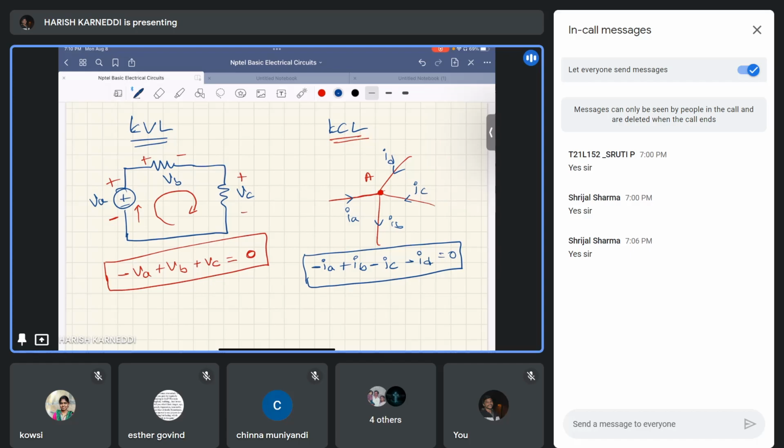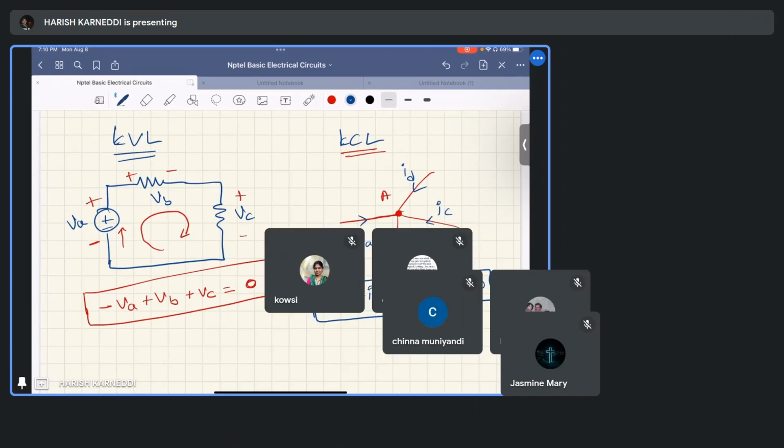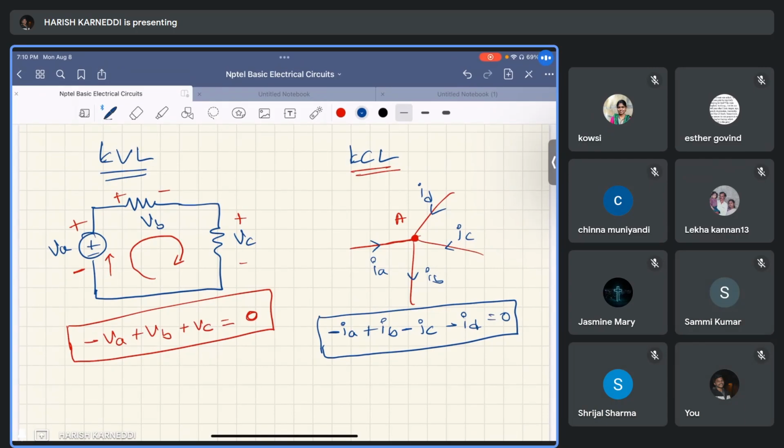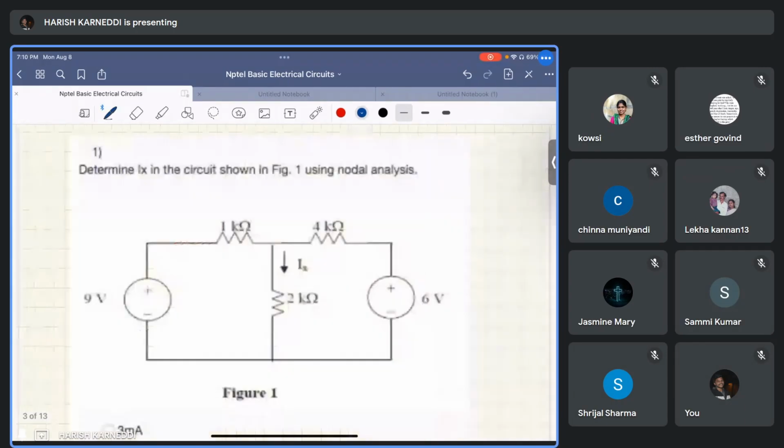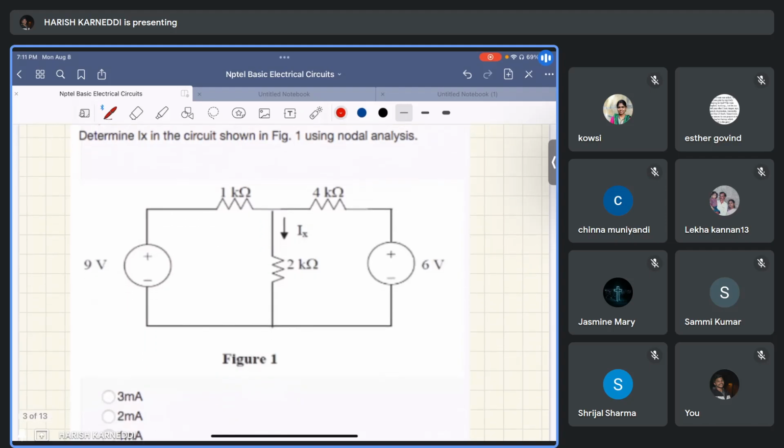There are no comments, so I consider it clear. I'm moving to the next one, entering into the assignment. First question: determine Ix in the circuit shown in figure 1 using nodal analysis.